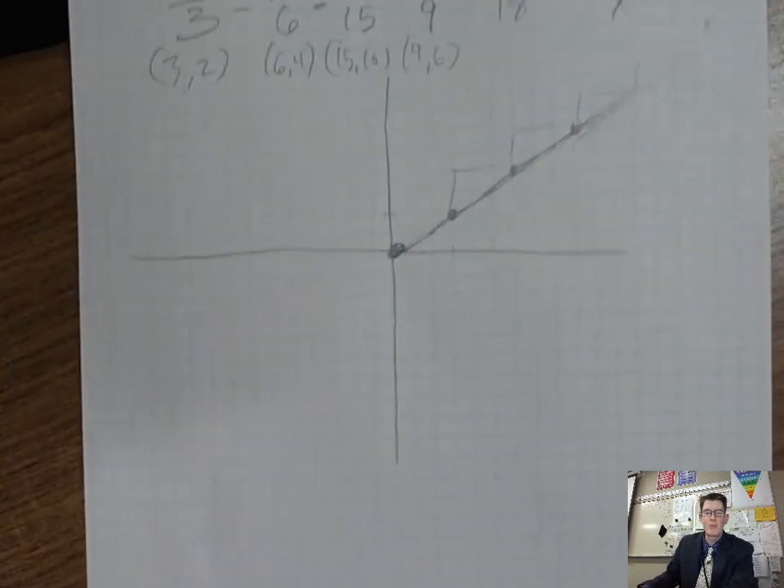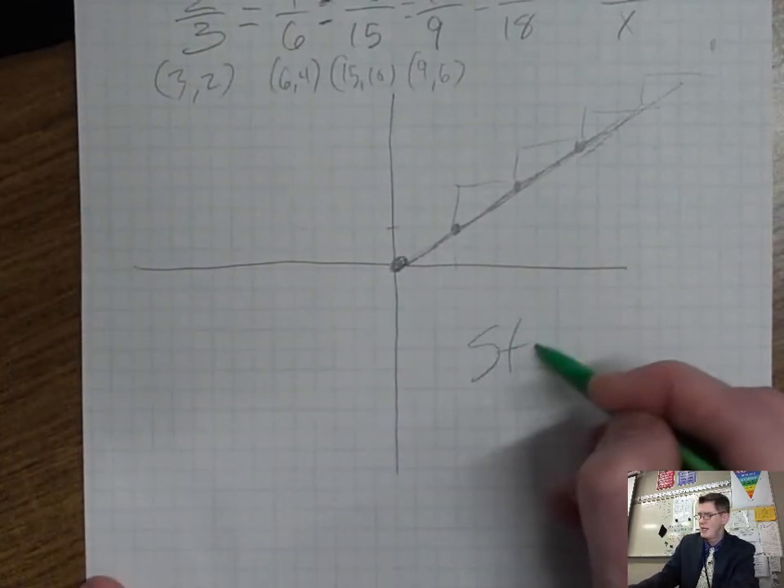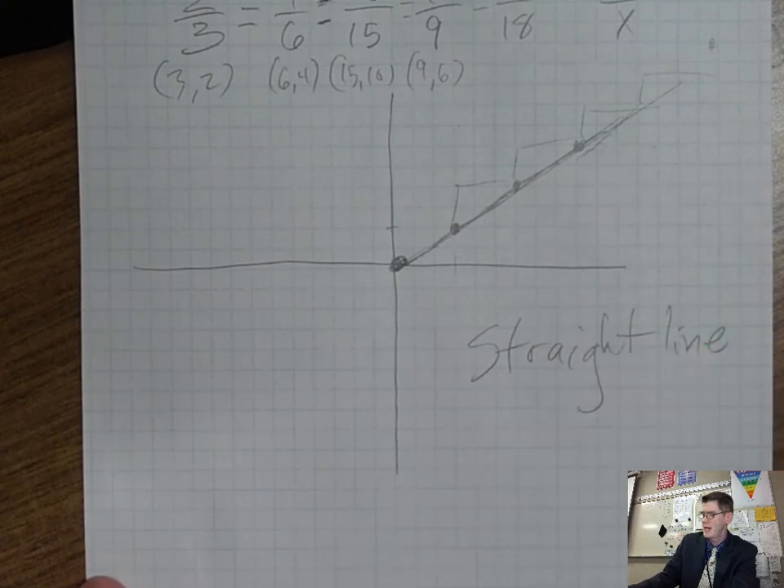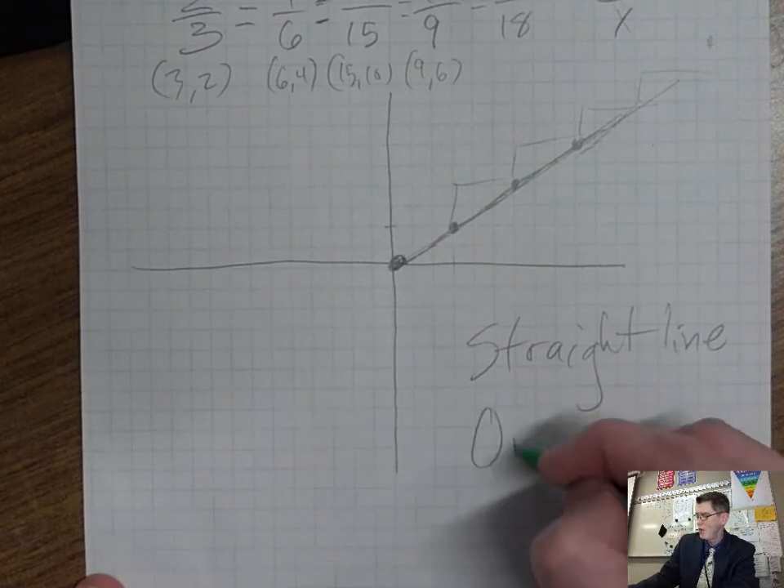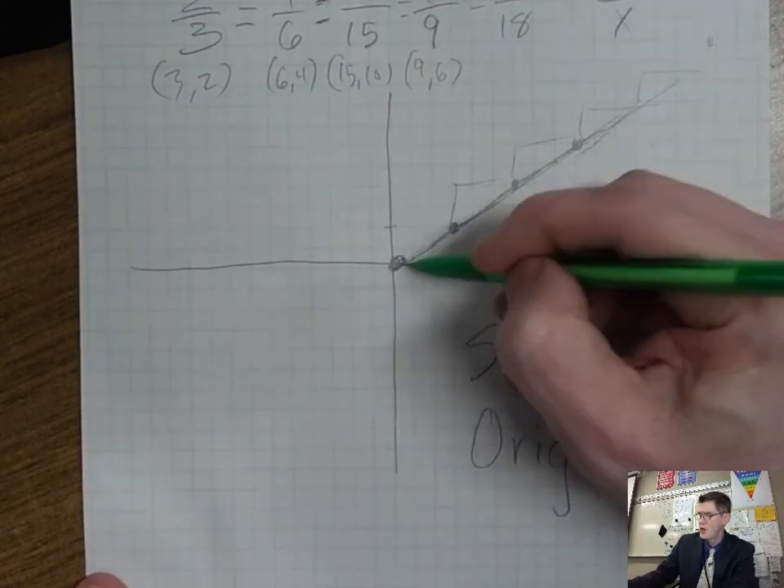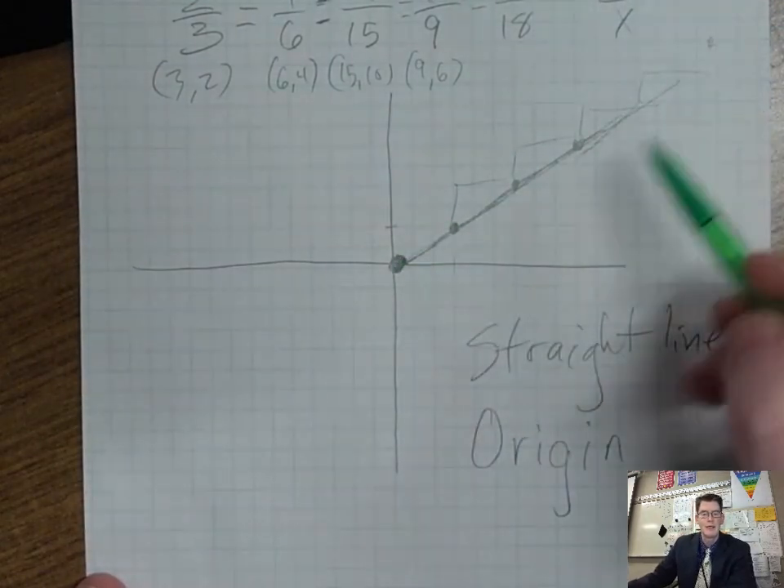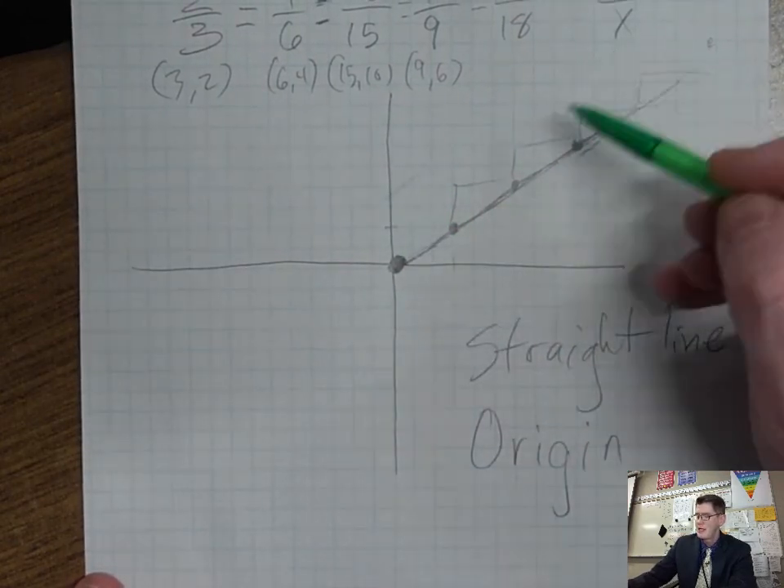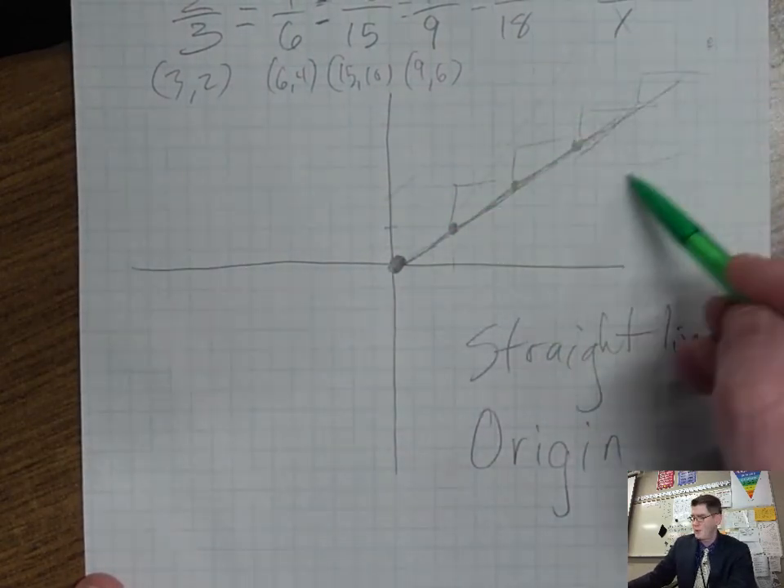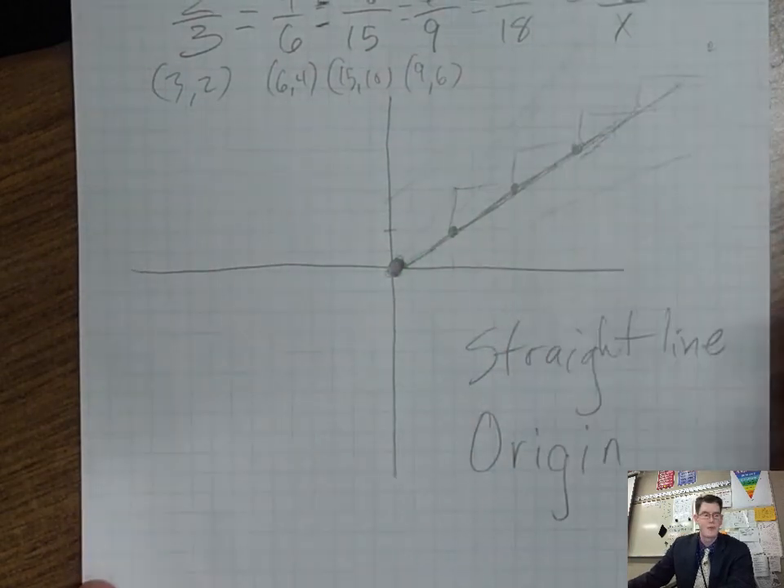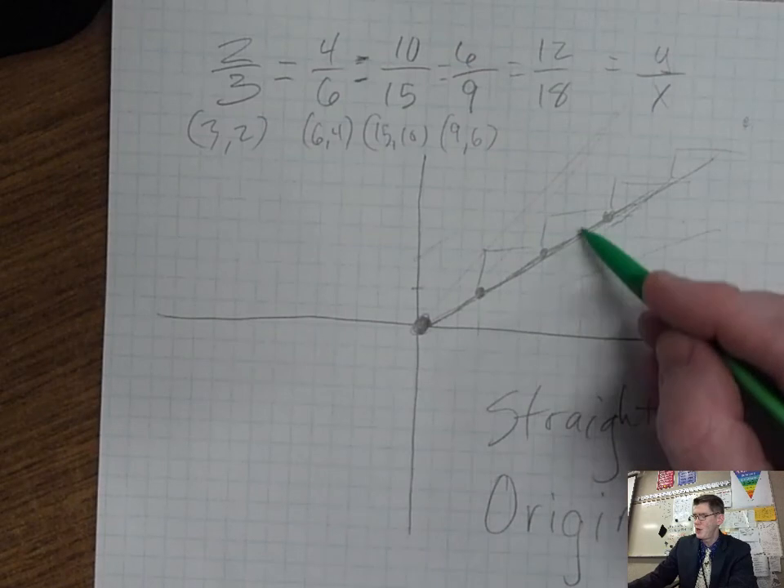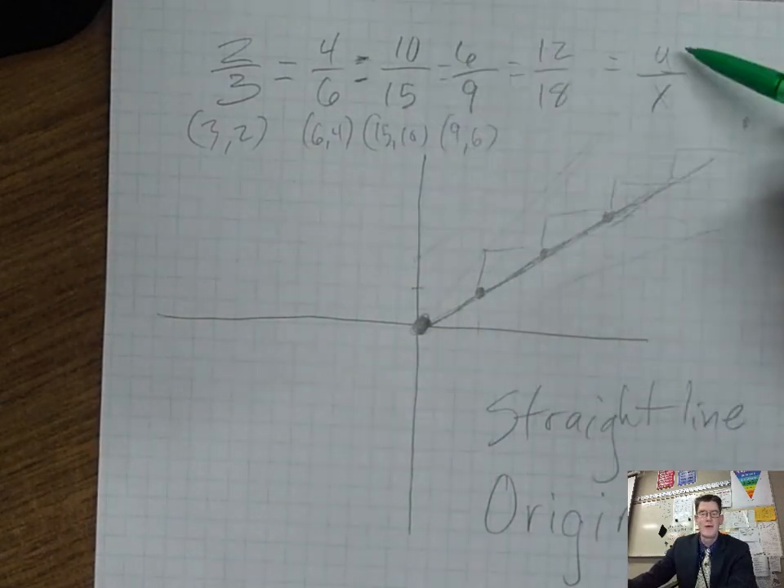When you graph proportions, remember this, write this down. It's always a straight line. You can write straight line neater than I'm writing it, but it's always a straight line. And it always goes through the origin. It doesn't go up a few and stop right here. What if it was like this? It's always going to go through the origin. And how do you know which ordered pairs to use? It's on the fraction y over x.